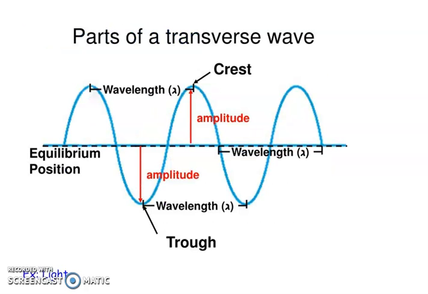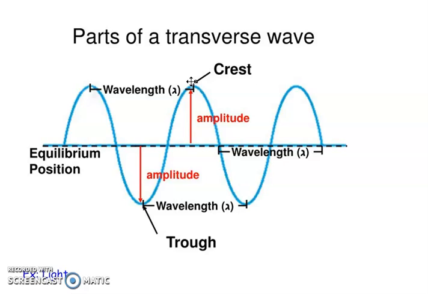With a transverse wave, there are several different parts of this wave that you need to be able to identify. The black dotted line here represents the equilibrium position, which is where that rope or whatever your medium is would be if the wave was not passing through it. The amplitude of a wave is defined as the maximum displacement from equilibrium. So from that dotted line where it would be without the wave to the highest point, or from where it would be without the wave to the lowest point, would be the amplitude of the wave.